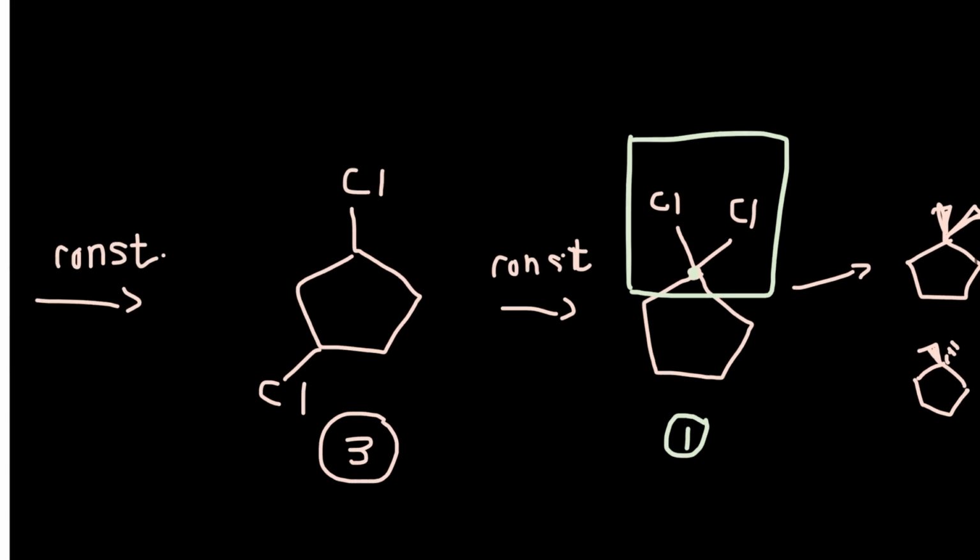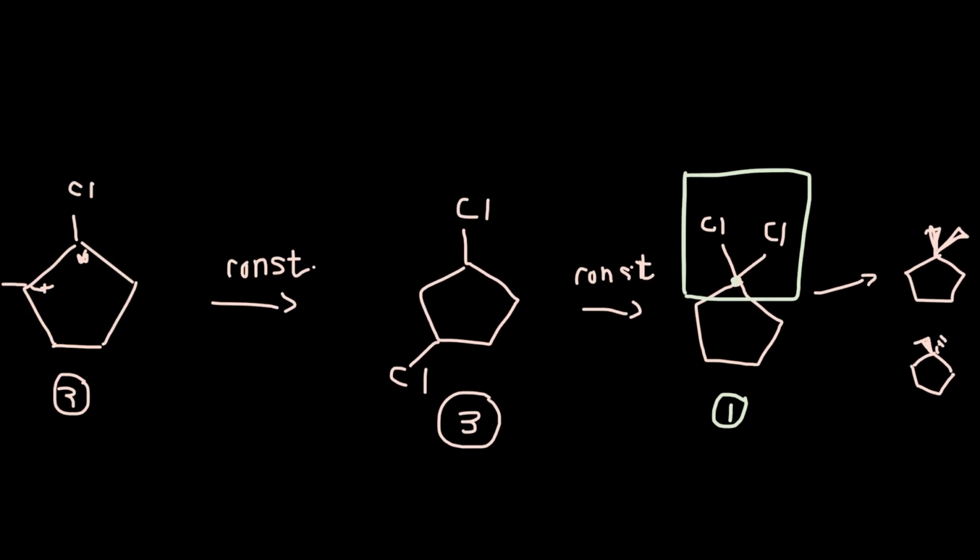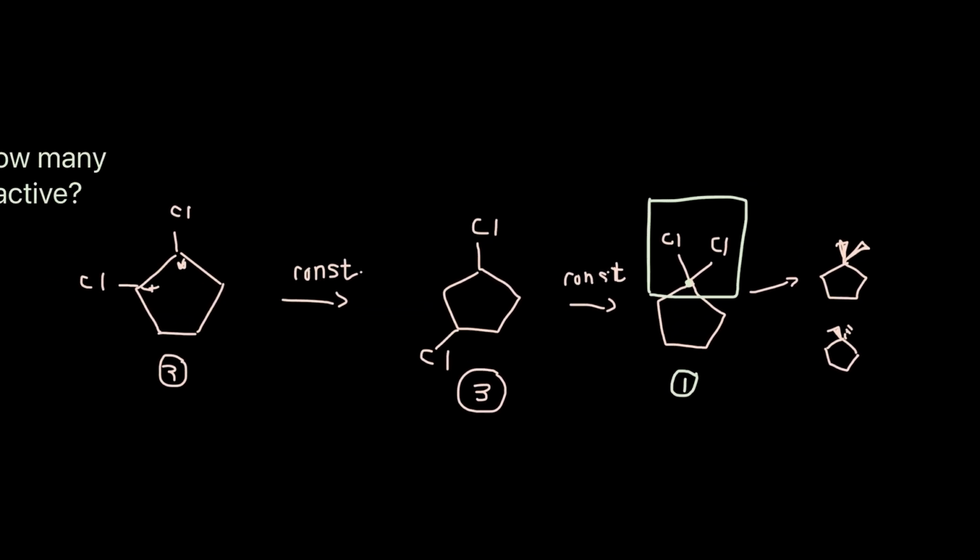Which means if we were given dichlorocyclopentane, the total number of isomers possible is 3 plus 3 plus 1. That's 7.